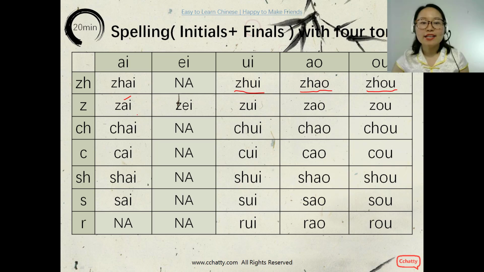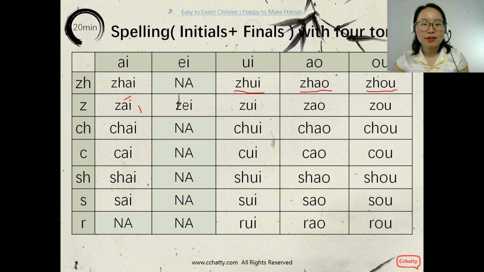So, zhai, zhai, and then zhui, zhui, and then zhao, zhao, and then zhou, zhou. So if I end the last tone here, the first one, zai, means at or in. 我在, I am in China.